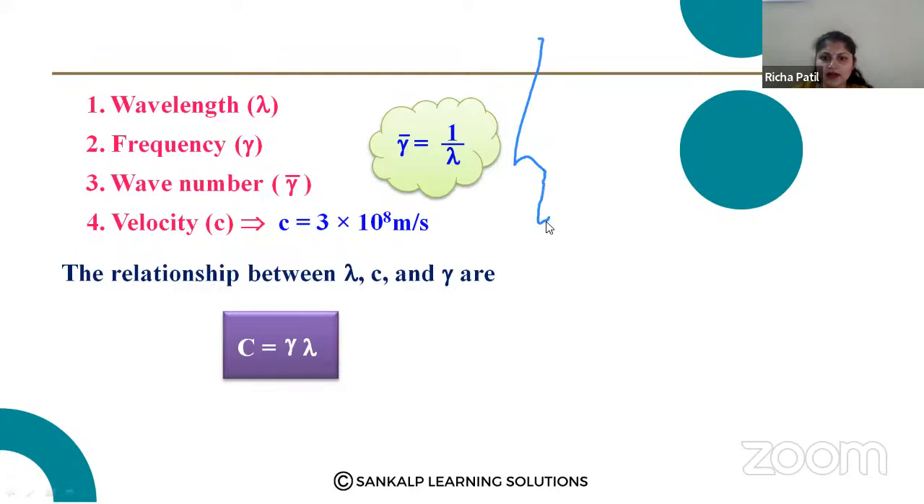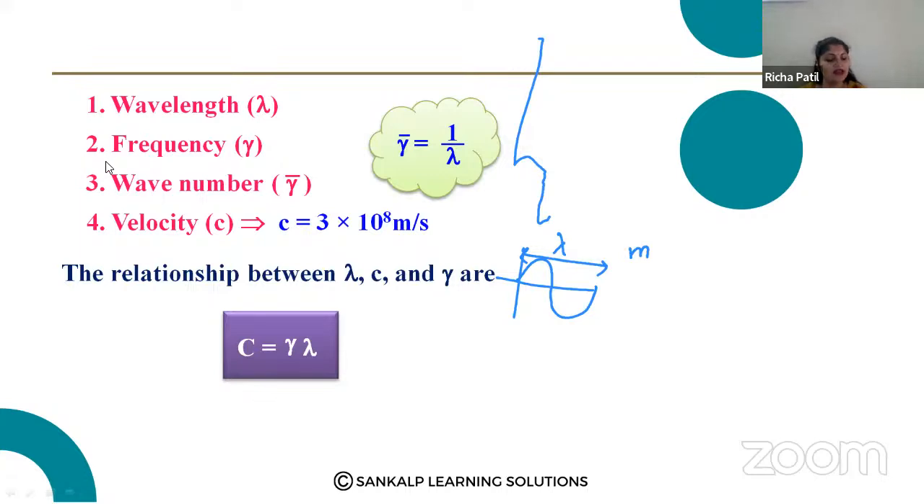So when you draw a wave, this is a wave. This is a crest, this is a trough. So this distance is nothing but your wavelength. The distance between two consecutive crest and trough is called the wavelength. It is denoted by lambda. And what is the SI unit? It is meters, m.